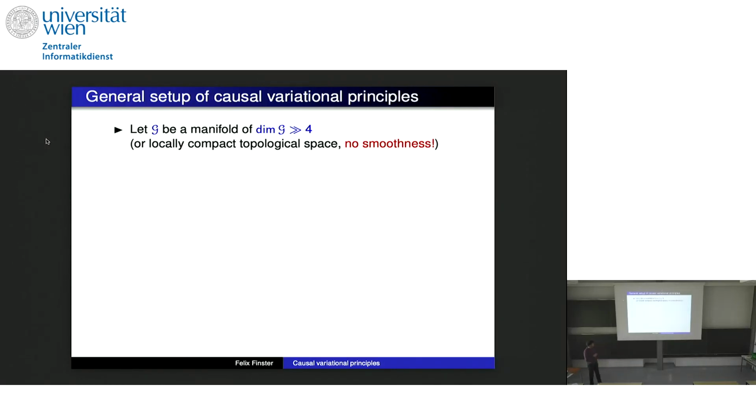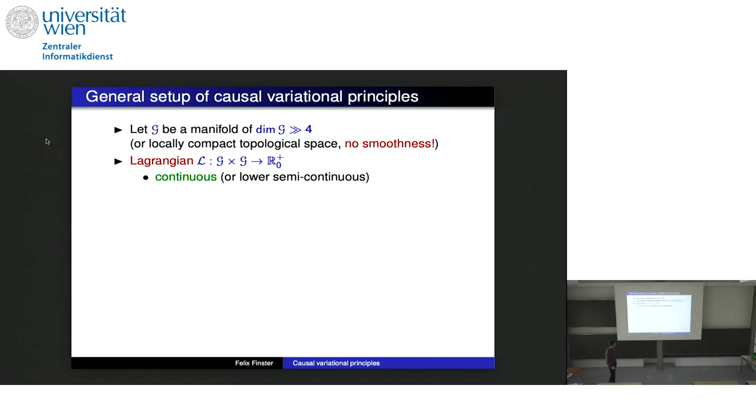So we start with a manifold G whose dimension is much larger than 4. In fact, smoothness is not at all important here. So if you like, you can also replace G by a locally compact topological space. But I thought that for the audience here, it's better to work with a manifold because we are more familiar with that. Okay, next we introduce a Lagrangian, which is a mapping from G cross G to the positive real numbers, which has the following properties.